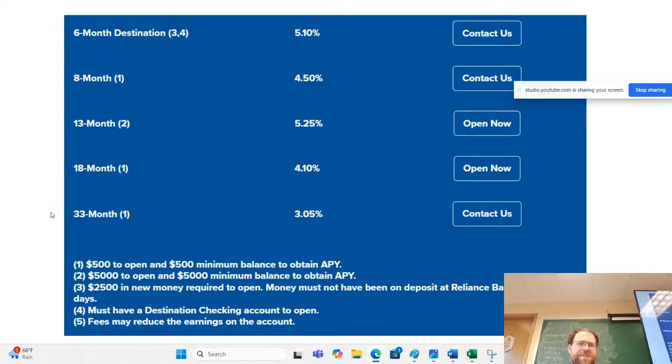So like the 6-month destination one, kind of an interesting thing there. $2,500 in new money is required to open. Money must not have been on deposit at Reliance Bank in the last 30 days. So that condition is that it's brand new money that they haven't been working with.